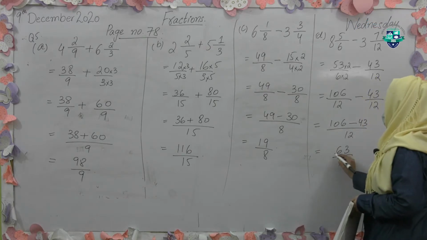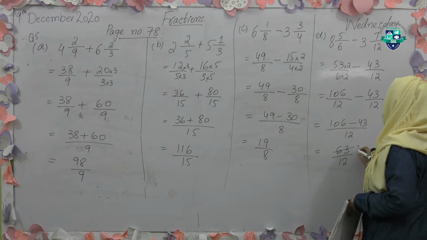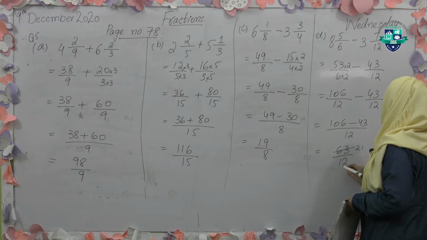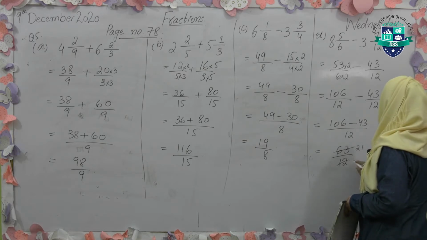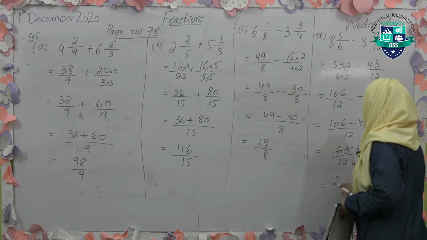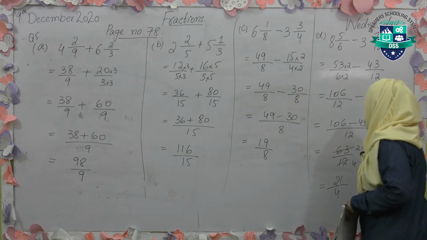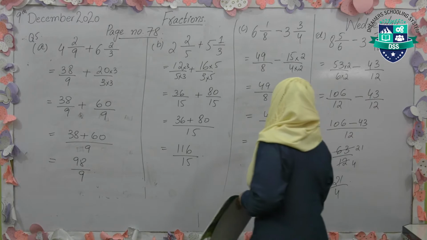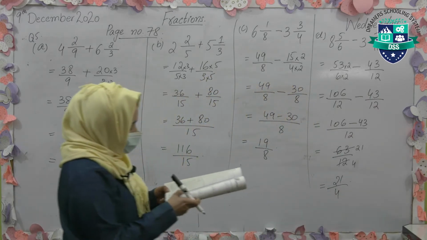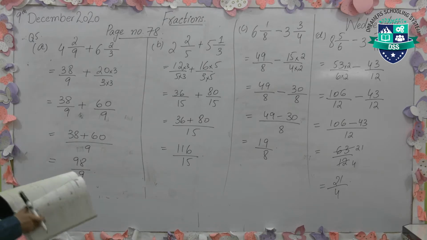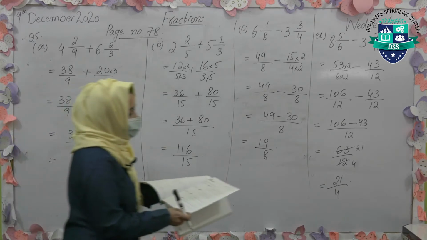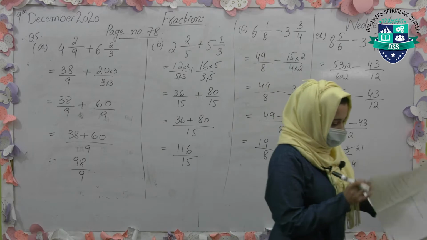This can be divided by 3. 3 2s are 6, 3 1s are 3, and 3 4s are 12. 21 by 4. Got it? So this is page number 78. Now moving on to the next page, page number 79. We have done this page in the class.